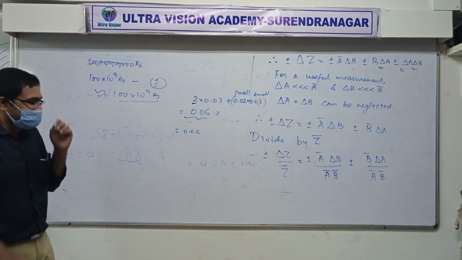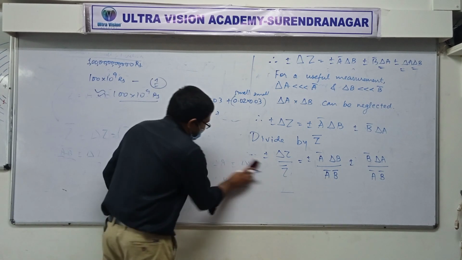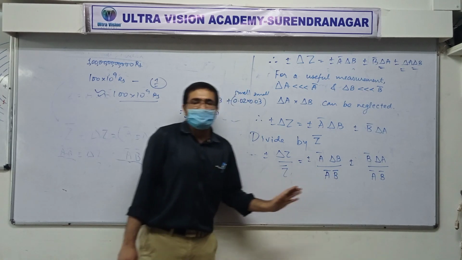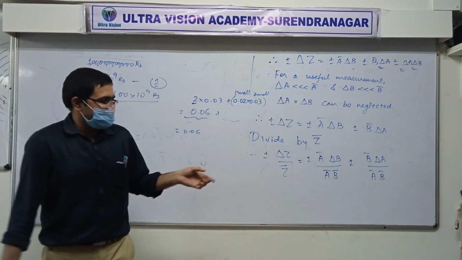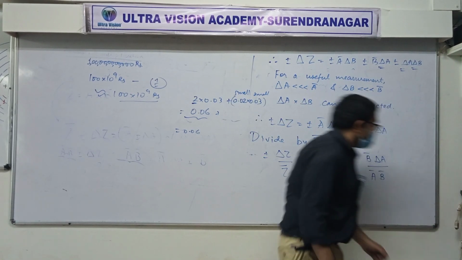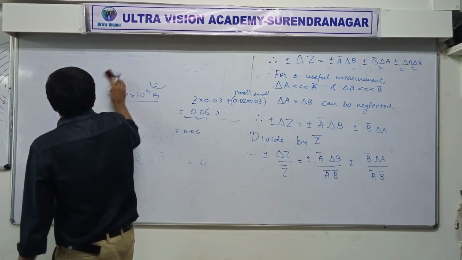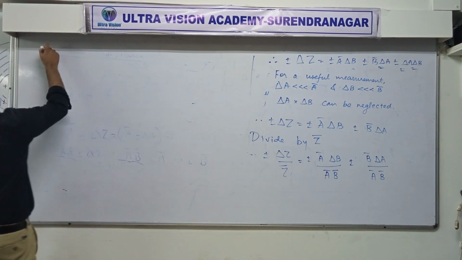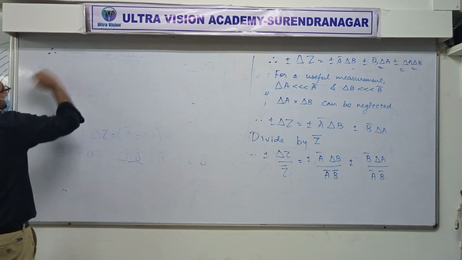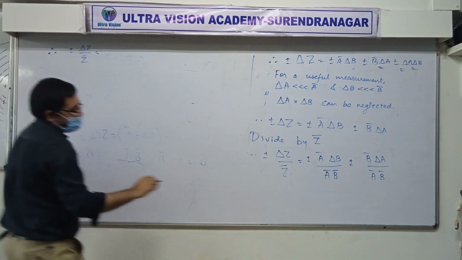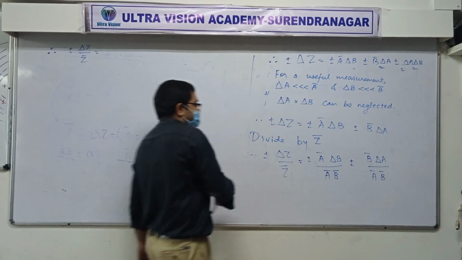Do you see anything that can be cancelled on the right side of the equation? Over here, anything cancelled? A bar is cancelled. And in that one? B bar. Very good. So let's write the next step. The next step would be plus or minus delta Z by Z bar equal to, then like you all said, A bar cancelled.